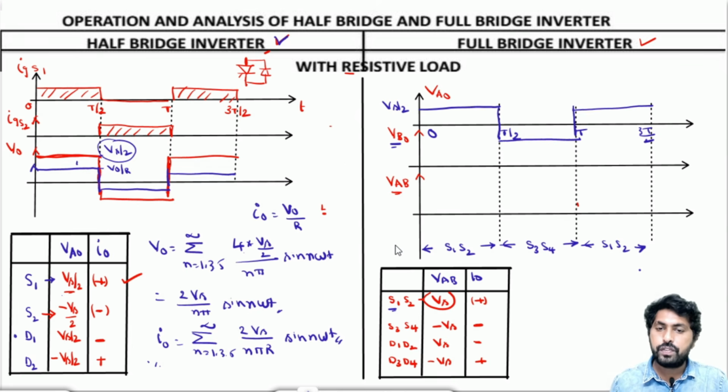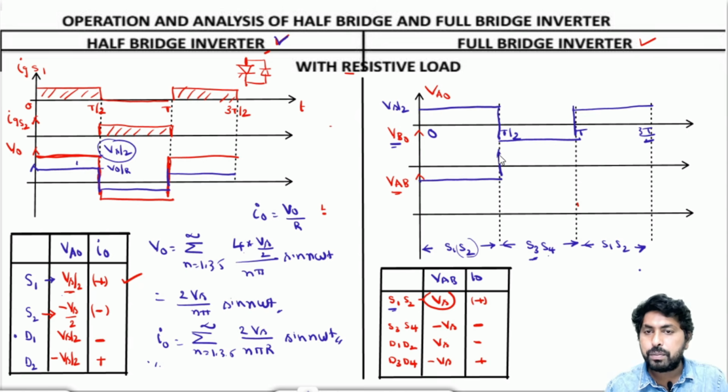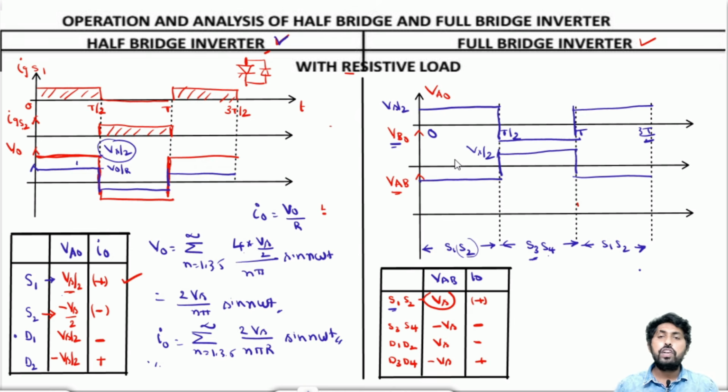So VB minus VO: when S2 is in the on condition, it will be minus Vs by 2, and when S3 is in the on condition, it will be plus Vs by 2. So minus Vs by 2 and plus Vs by 2, and this magnitude would be Vs by 2. Now let me draw VAB. VAB is nothing but VA minus VB.